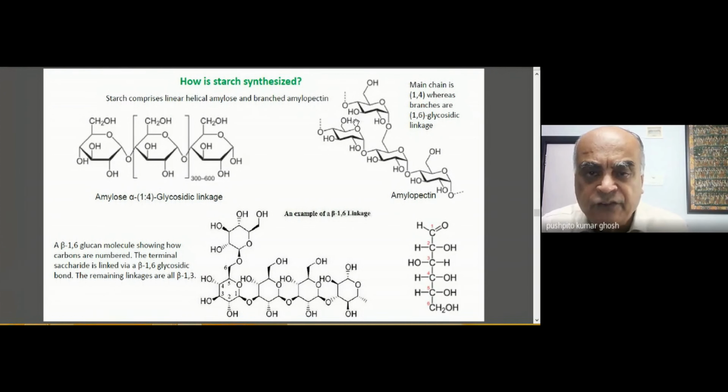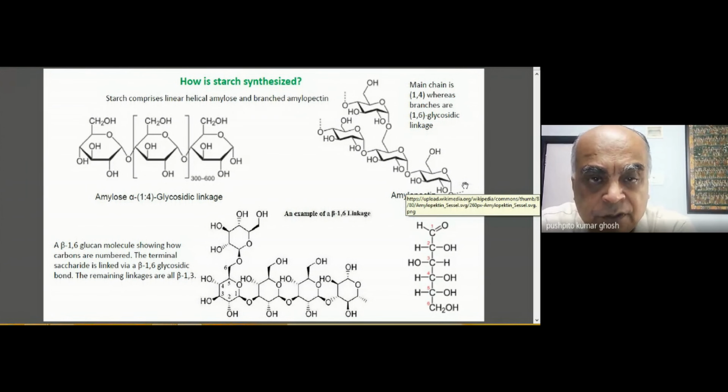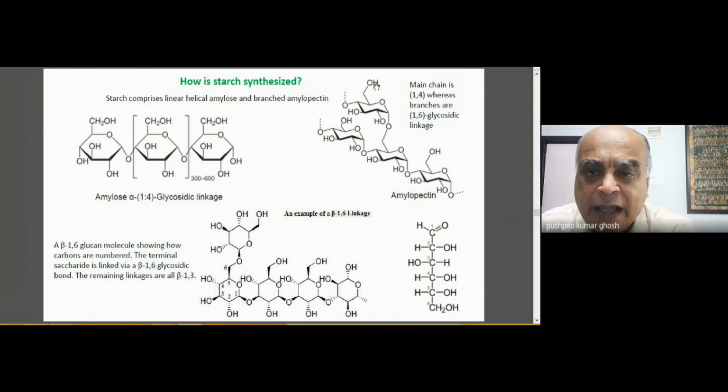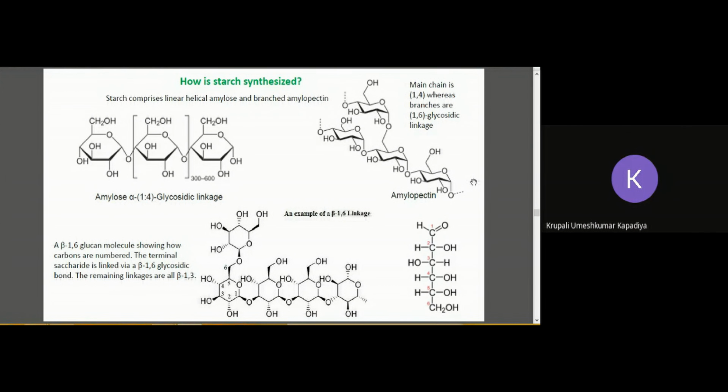So this is starch. Is everybody clear about the structure of starch? The helical amylose and branched amylopectin. So this part is called amylopectin, and this part is amylose. Clear? Yes, sir. Okay.